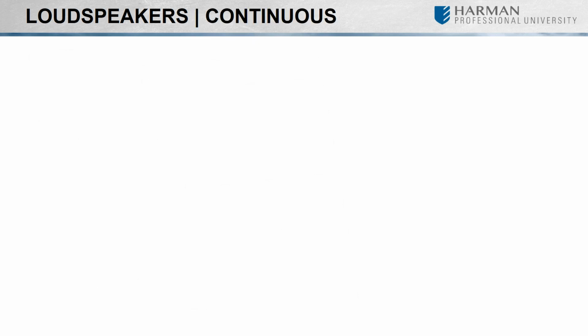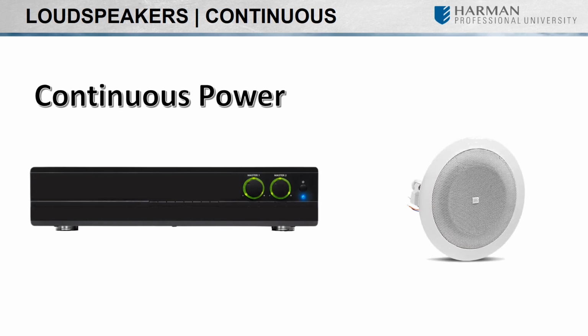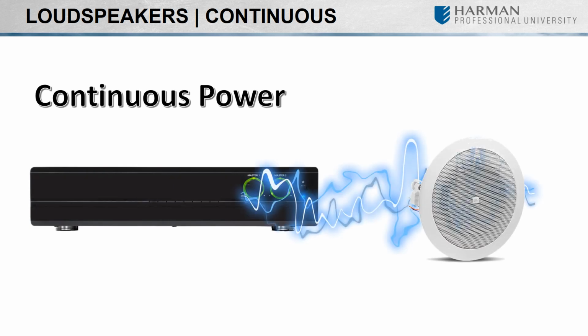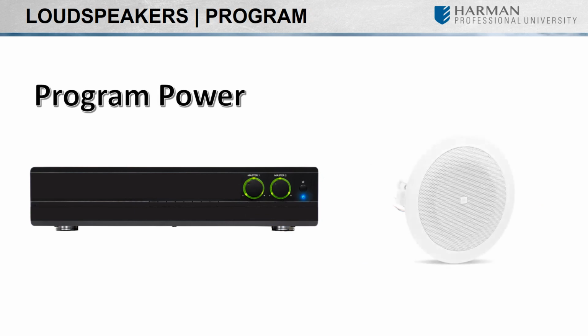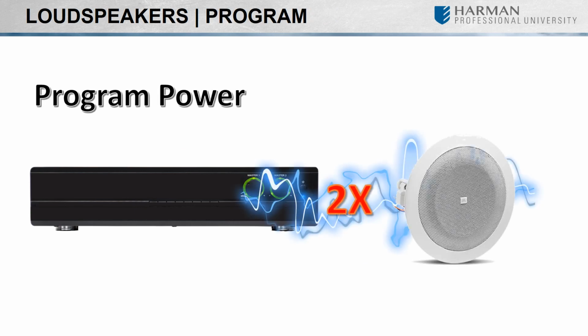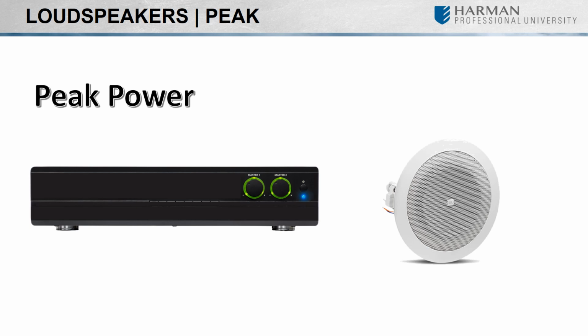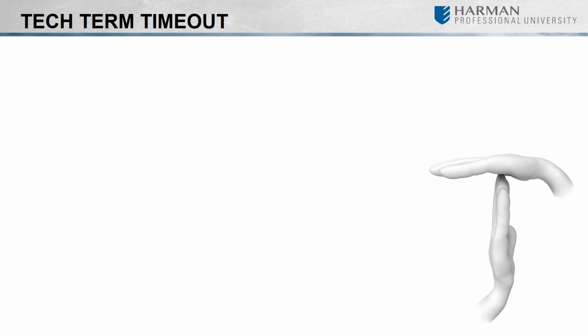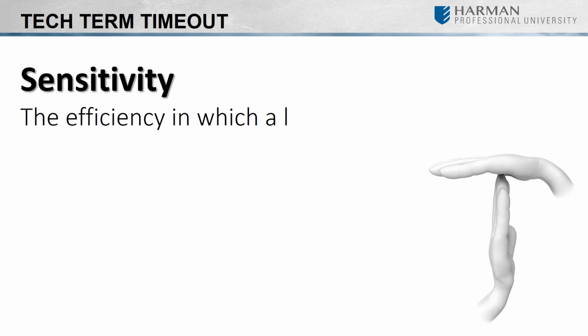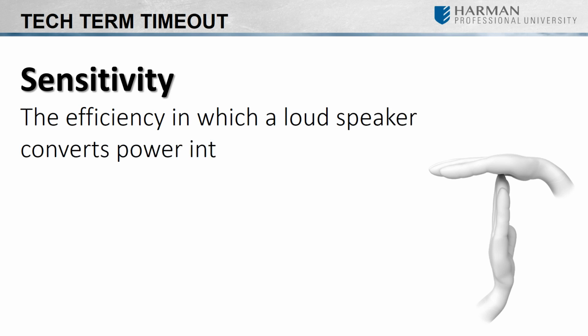Loudspeakers have multiple power ratings: continuous power, or how much power a loudspeaker can handle over an extended period of time; program power, which is normally twice the amount of continuous power and can be used as a guideline for amplifier needs. Lastly, we have peak power, indicating how much power the loudspeaker can handle in short bursts. There are other specifications that one should take into consideration, such as sensitivity, or how efficiently the speaker can convert amplifier power into sound. This spec is generally provided in decibels, and the higher the rating, the more efficiently the speaker will work. Also, nominal impedance.